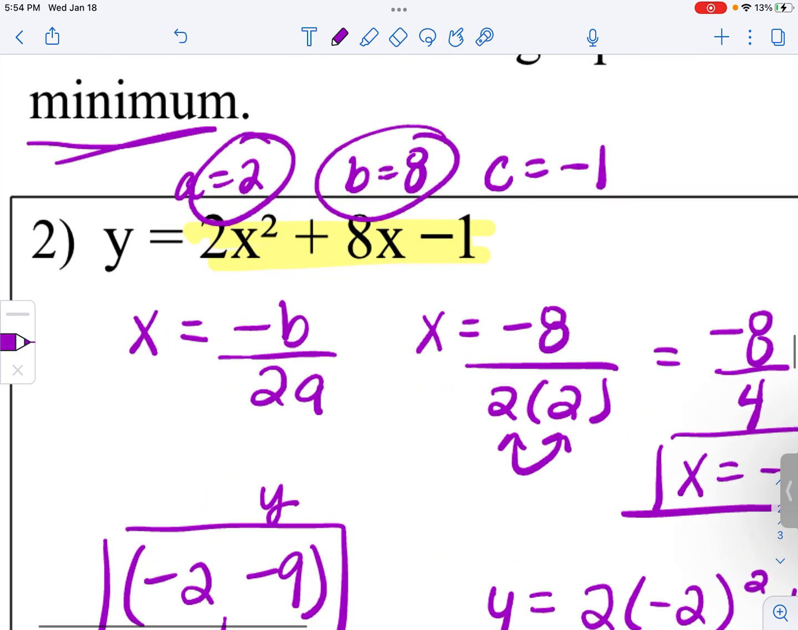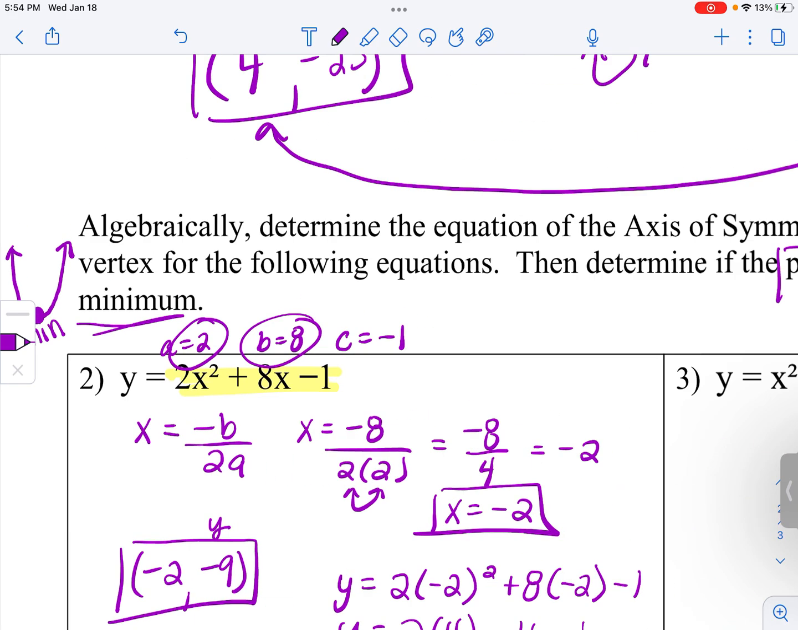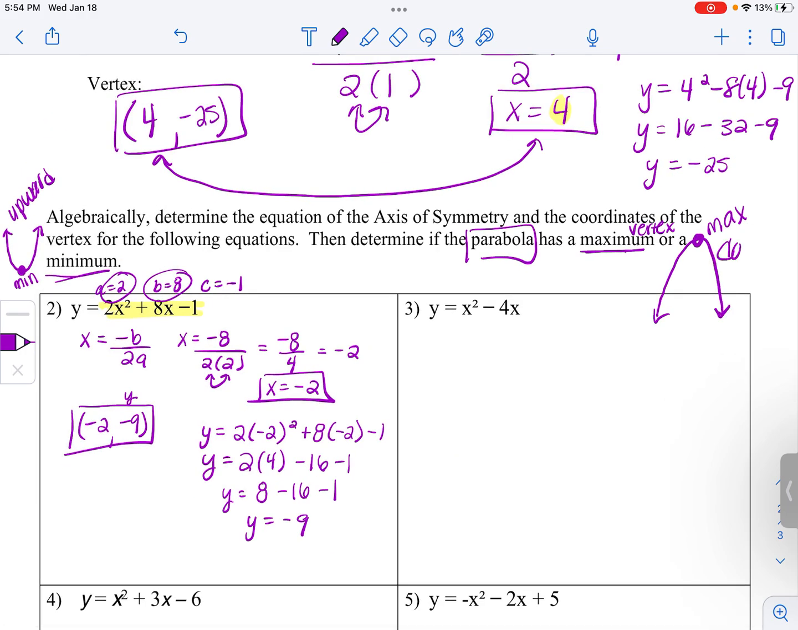A min would have to mean that it's our normal parabola where it opens like a smiley face. And that means our vertex is at the bottom, so it's the min. So we know if it's going to open upward, it has a min. If it opens downward, it has a max.